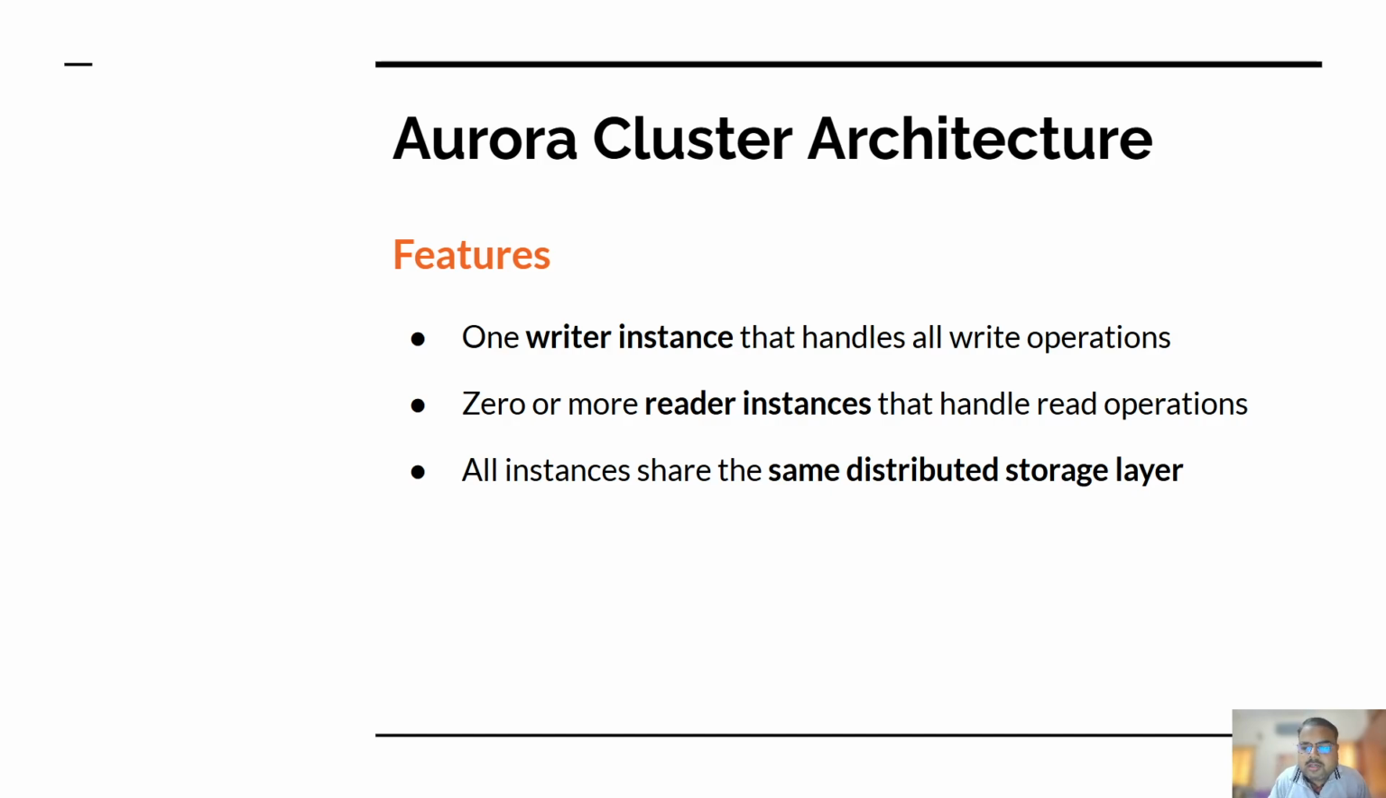This is very different from traditional MySQL replication, where each replica has its own storage. Because storage is shared, reader instances in Aurora can be added or removed very quickly and remain highly consistent. As the common storage layer holds the database data, it is easy to add or remove reader instances. Aurora replica lag is usually much lower because storage is shared.